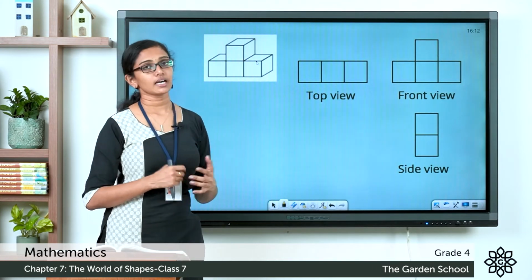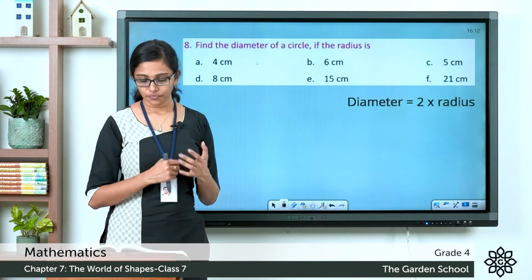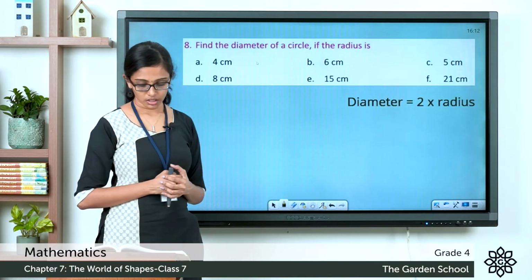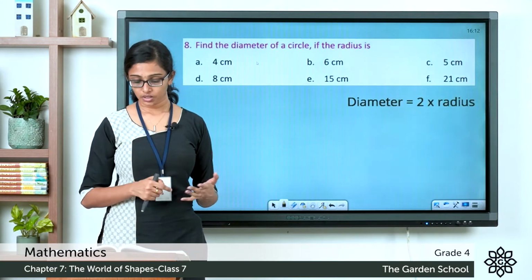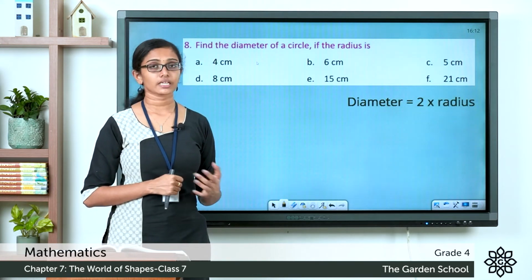Similarly, please complete the other questions as well in your notebook. Now the next question: find the diameter of a circle if the radius is given. There are 6 questions, A to F.